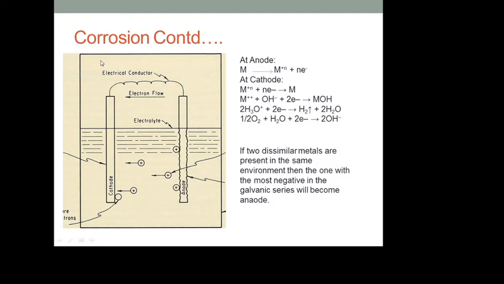If two dissimilar metals are present in an environment, for example, you have an implant made of metal A, and for some reason the extracellular fluid has some metal B, then the one that is most negative in the galvanic series will become the anode, and the other one becomes the cathode, right?